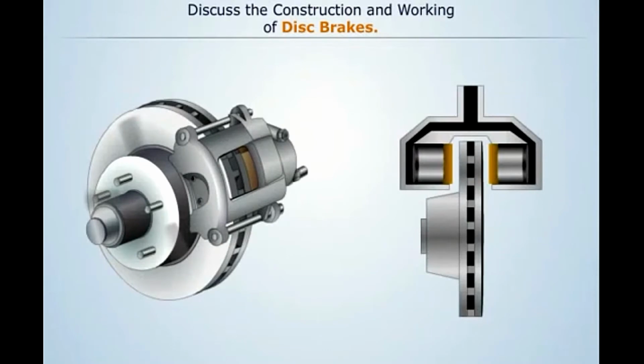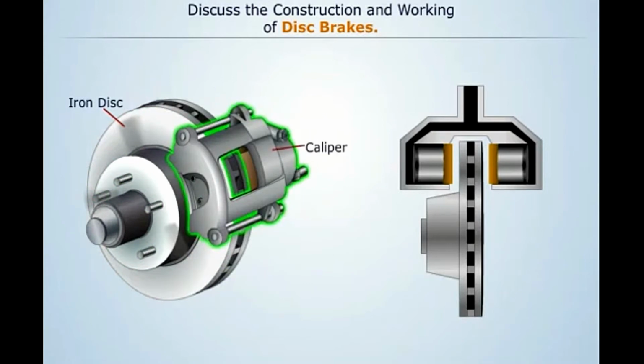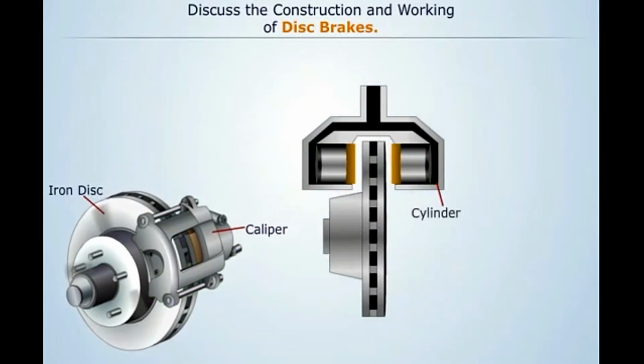A typical disc brake can be shown as: it consists of a cast iron disc bolted to the wheel hub and a stationary housing called a caliper. The caliper is connected to some stationary part of the axle, such as the stub axle or the axle casing. It consists of two cylindrical parts, each containing a piston. On the outer surface of both pistons, there is a friction pad held by retaining pins.